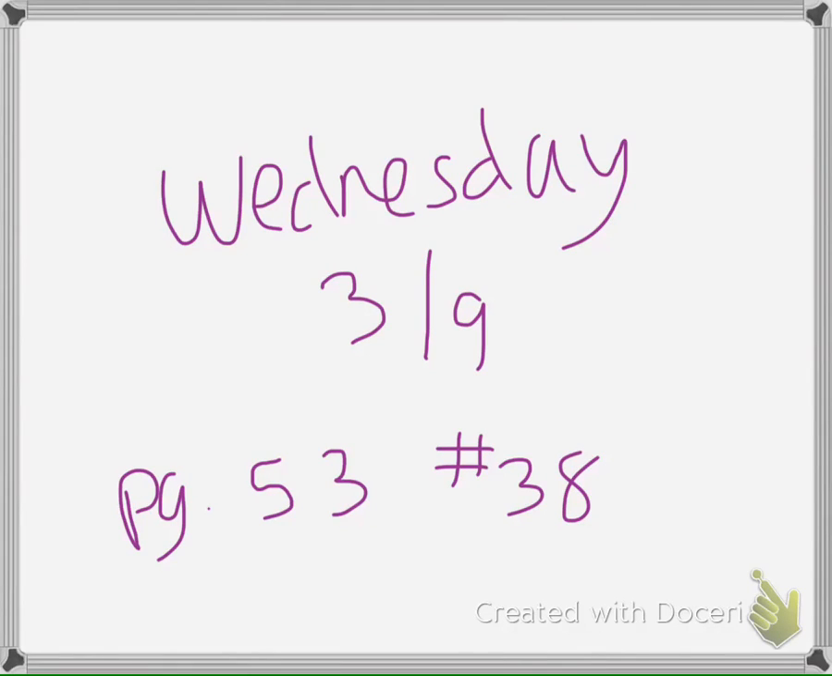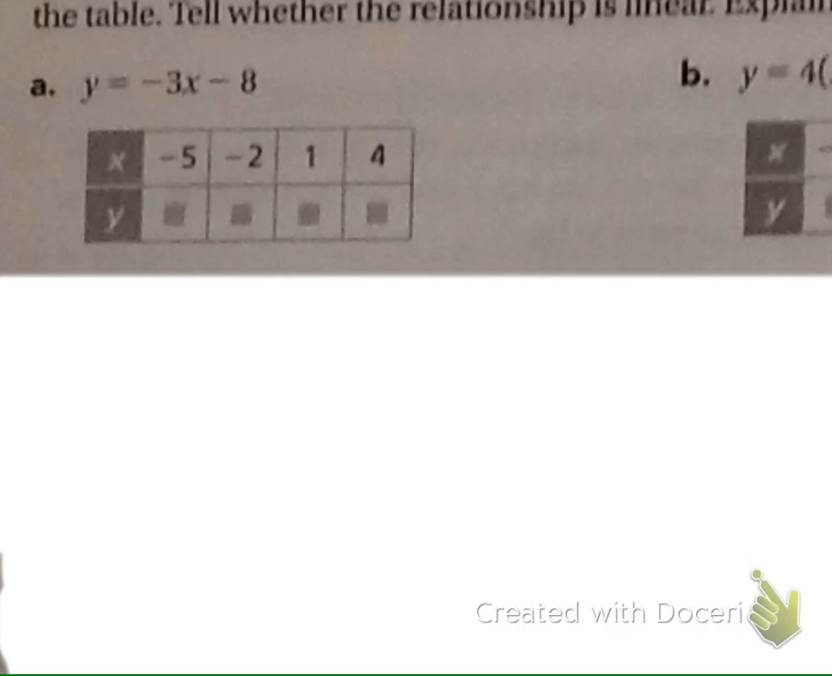This is homework for Wednesday, March 9th, page 53 in your Thinking with Math Models book, number 38. It gave you 4 tables, and it's asking you to use the equation given to fill in the table, and then tell whether it's linear or not. How I use the equation is I put in all of my x values given in the table, plug those in for x, and solve.